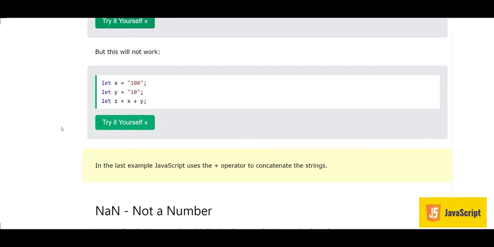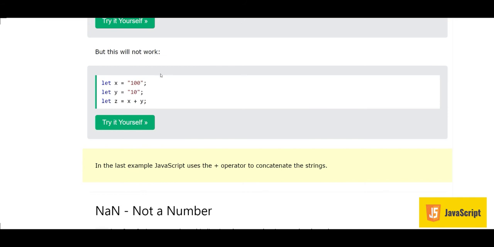But now here is the magic, or problem, or confusion. This will not work. This is the plus operator, because as we have studied above, the plus symbol does two things. It performs addition, and it is also used to concatenate strings.